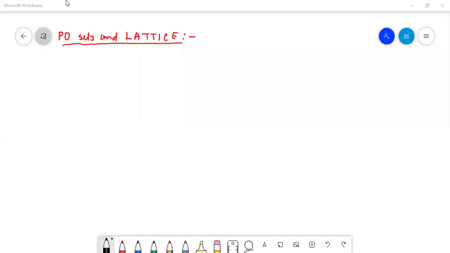So let us start our class. So today we will start the PO set and lattice. PO set means actually it is partial order set. Partial order set. So definition, let S be a non-empty set.